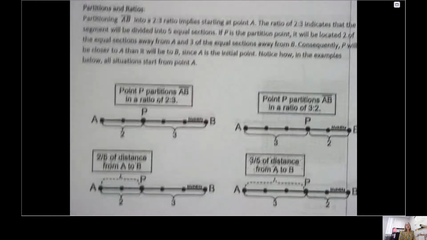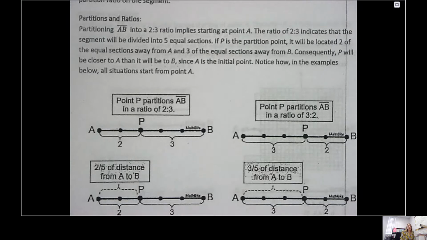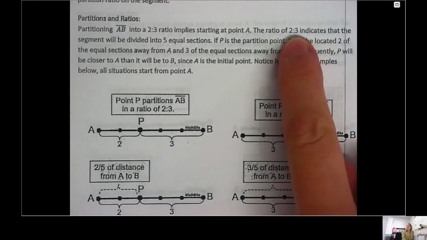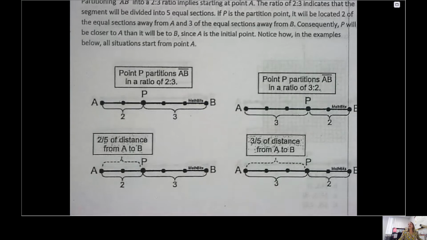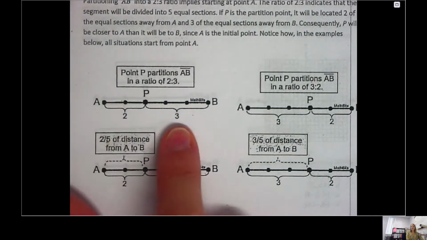Now, partitions and ratios. You can partition or break up a segment into ratios or pieces. A ratio is one that's got the little colon between the numbers. The ratio 2 to 3 indicates that the segment is divided into 5 equal pieces. So if P is the partition point, it will be located 2 of the equal sections away from A and 3 of the equal sections away from B. If you look at this picture, point P is partitioning the segment in a ratio of 2 to 3. So that means there are 2 pieces here and 3 pieces here.